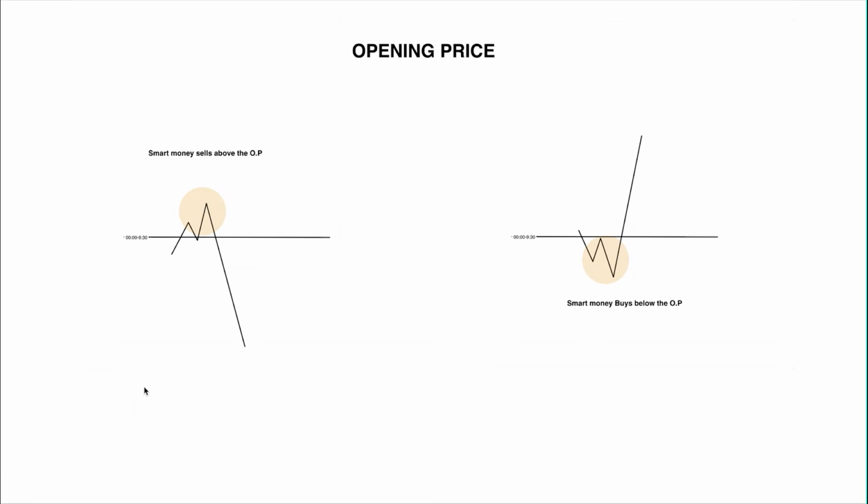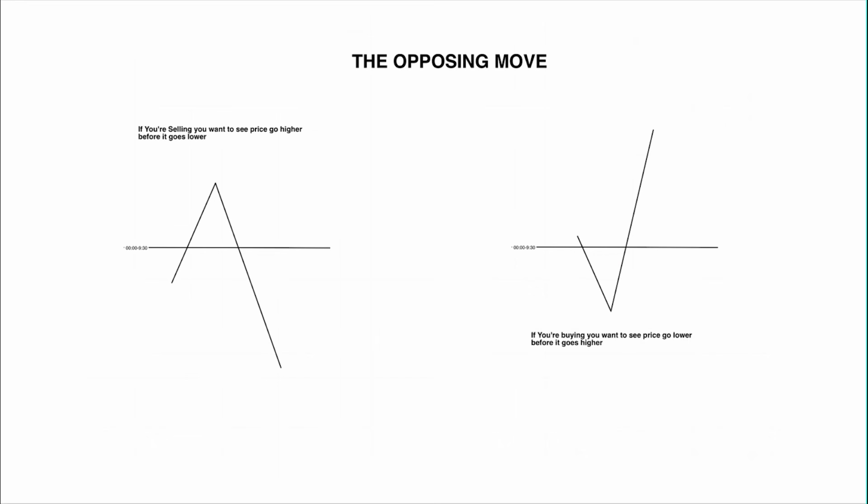But both opening prices, I utilize with the same theory. So it's the move above the opening price, if we're bearish, that indicates manipulation, and it's the move below the opening price, if we're bullish, that indicates to me that we're manipulating from a smart money perspective. The third component to my A+ ICT entry checklist is the opposing move.